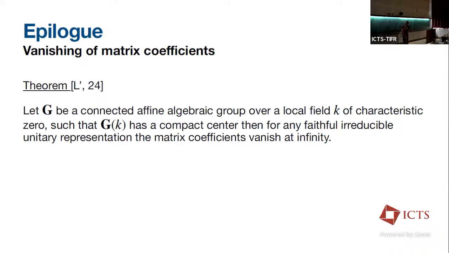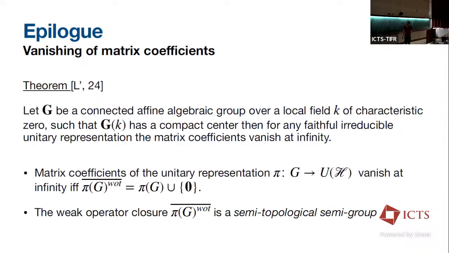We can get a few other results from this, which are not general Howe-Moore, for all unitary representations. And it follows from these two quick observations. These are observations by Veech and a few other people in the 70s and 80s. So matrix coefficients of the unitary representations will vanish. In the weak operator topology, the closure is just the one-point compactification at zero, right? Because these matrix coefficients tending to zero just means that they tend to zero in this topology. And the weak operator closure is a semi-topological semigroup, and then we can use the lemma we did before and play around with the theory of topological semigroups and get this theorem that we had.